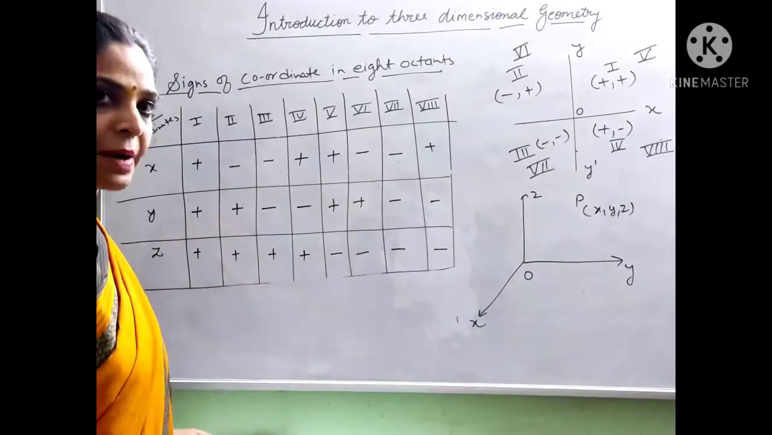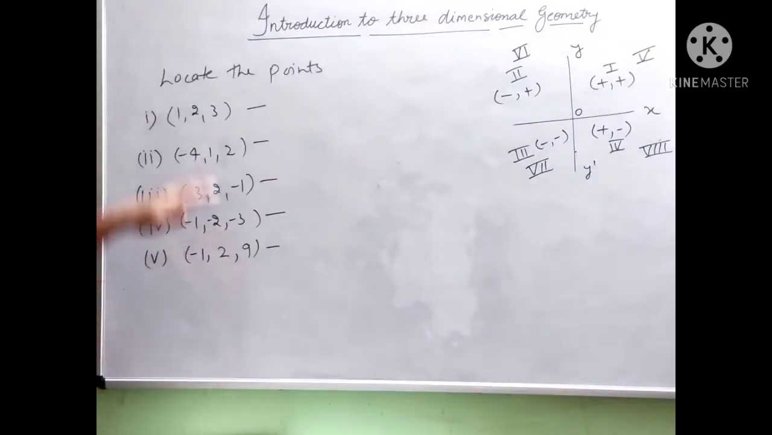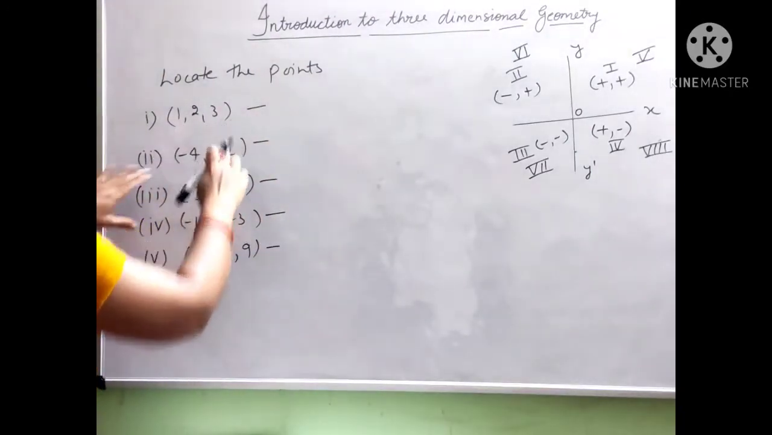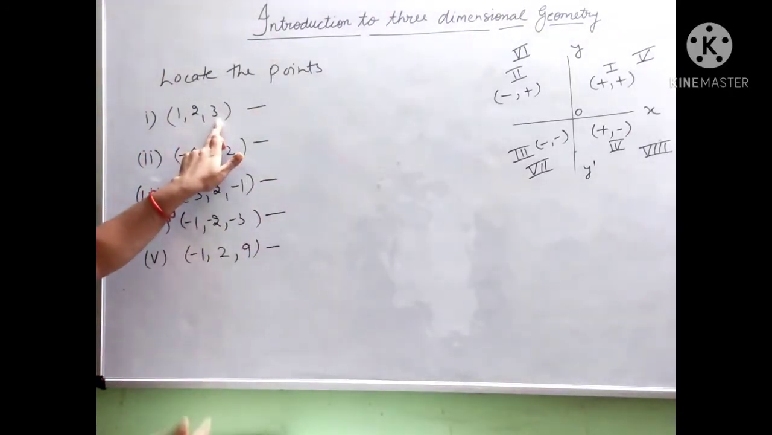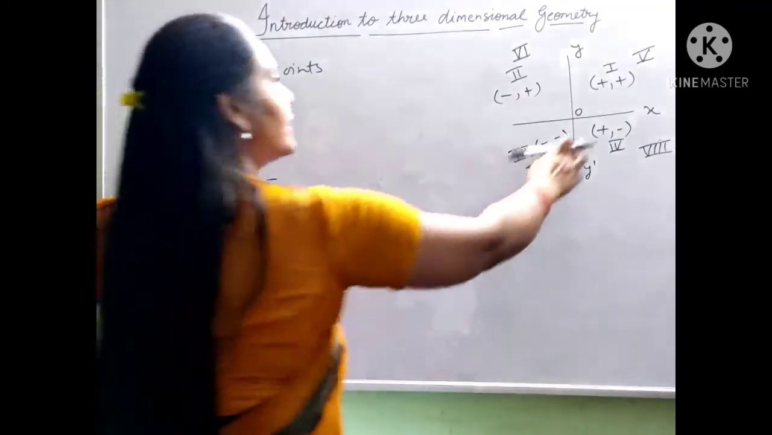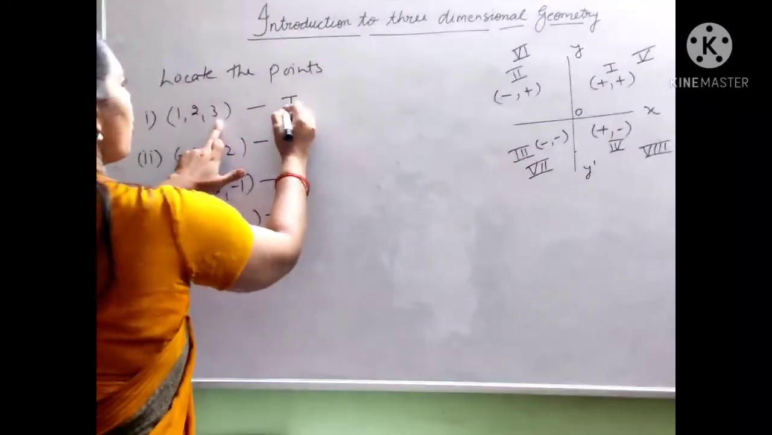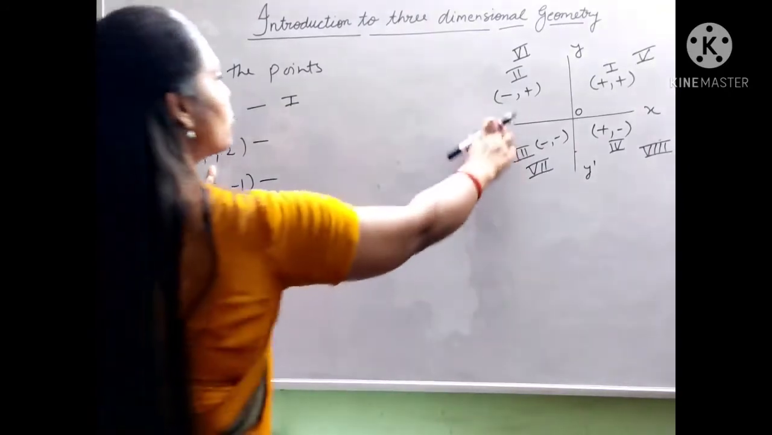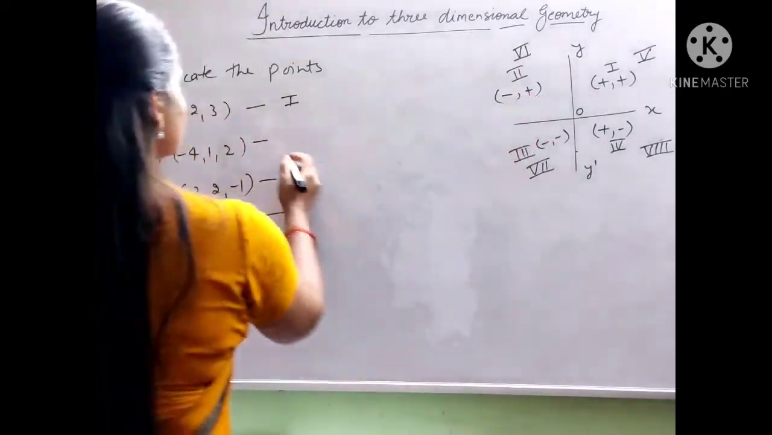Now let us take some examples. Look at the point (1, 2, 3). Here z is positive, so it lies in the first octant. Next is (-4, 1, 2). Here z is positive, so it will lie in the first, second, third or fourth. Now we have to check the values of x and y. Here x is negative and y is positive, so it will lie in the second quadrant.